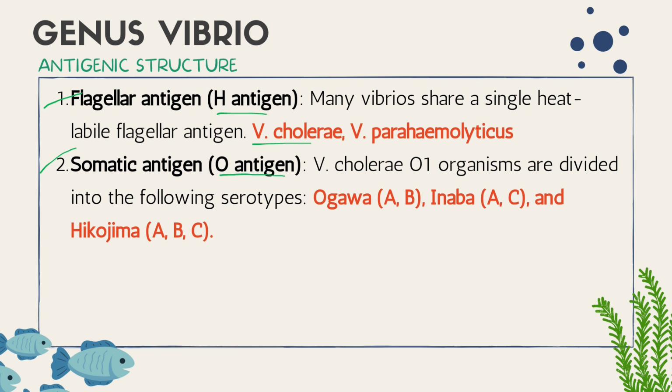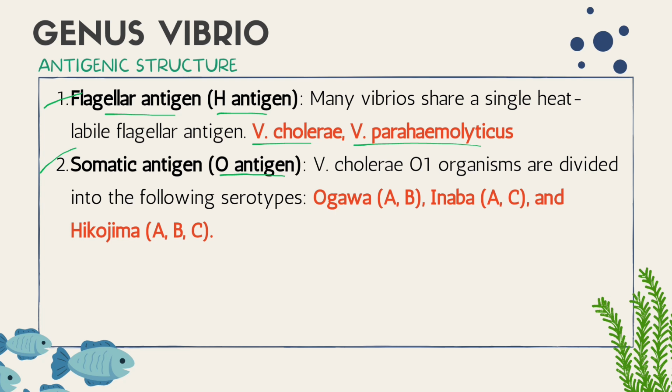Just nice to know, additionally, the H antigen is called the flagellar antigen because it is usually found and detected on the flagella of a particular bacterium, while the somatic antigen is usually found on the lipopolysaccharide cell wall of our bacterium. For the H antigen, the flagellar antigen, many Vibrios share a single heat labile flagellar antigen, but the most common ones are Vibrio cholerae and Vibrio parahaemolyticus. Okay, so they contain the H antigen on their flagella.